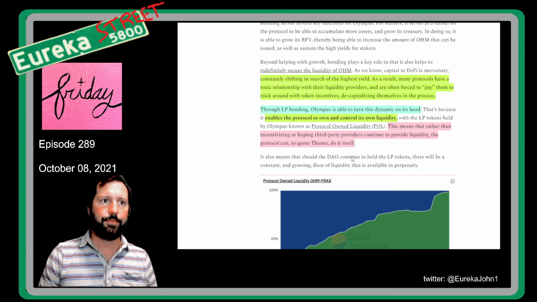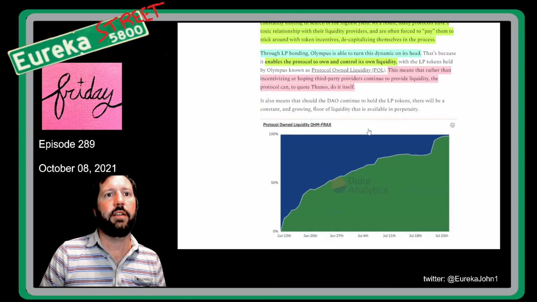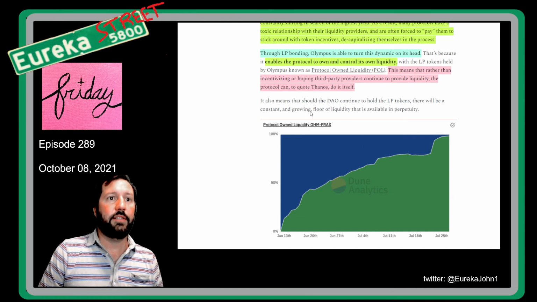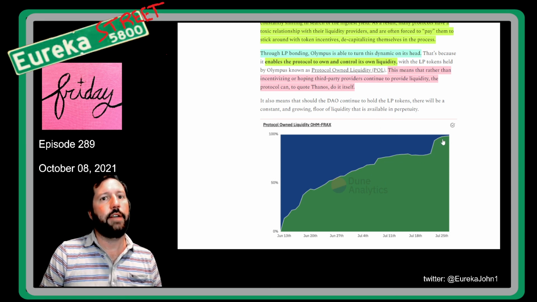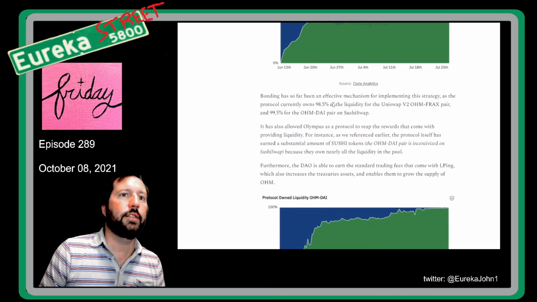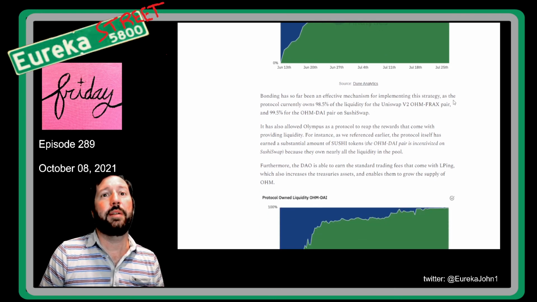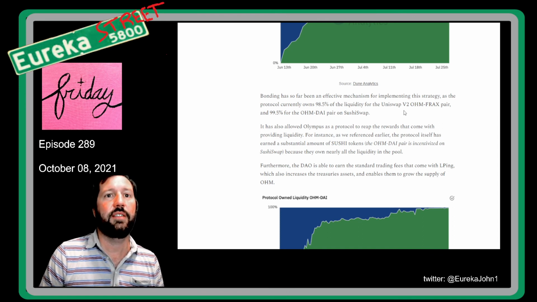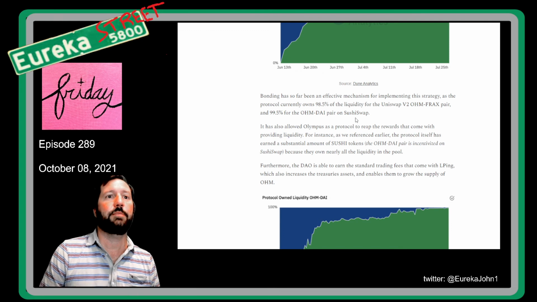Not with Olympus DAO. So it also means that should the DAO continue to hold the liquidity pool tokens, there will be a constant and growing floor of liquidity that is available in perpetuity, forevermore. Bonding has so far been an effective mechanism for implementing this strategy, as the protocol currently owns 98.5% of the liquidity for the Uniswap version 2 Ohm Frax pair.